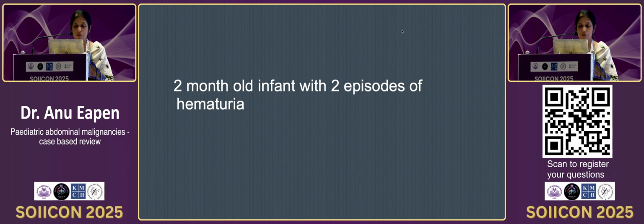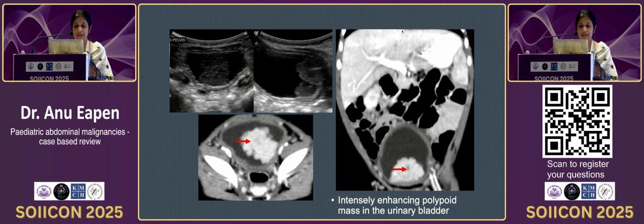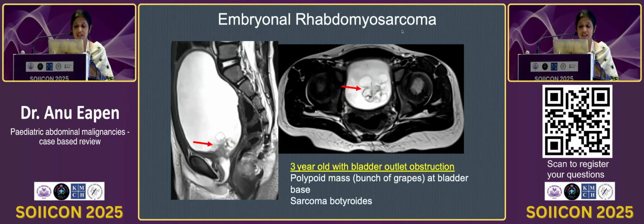So this was a two-month-old infant with 2 episodes of hematuria. You can see ultrasound shows a polypoid kind of mass in the urinary bladder. CT again shows an intensely enhancing polypoid mass in the urinary bladder. This was embryonal rhabdomyosarcoma, and you can see that almost grape-like appearance. And this was another child, a 3-year-old with bladder outlet obstruction. You can see again a bunch of grape-like polypoid lesions at the bladder base. This is also known as sarcoma botryoides.